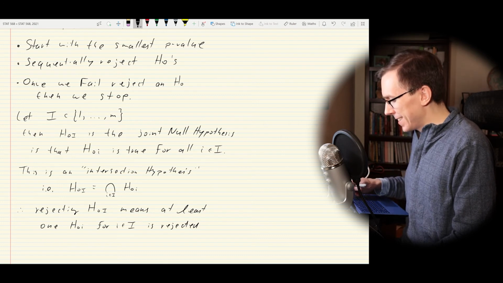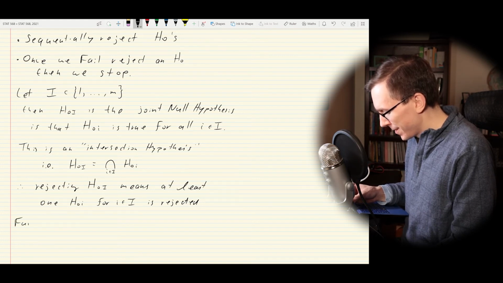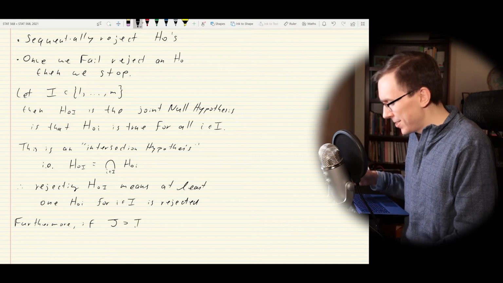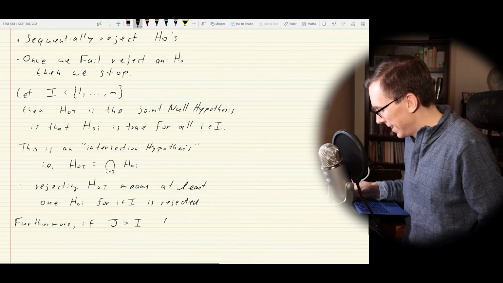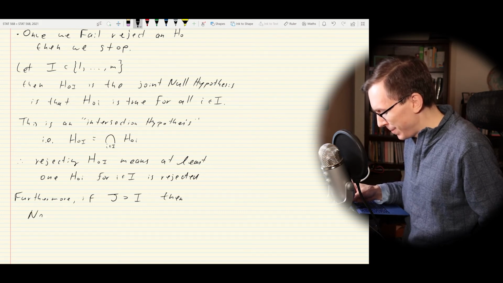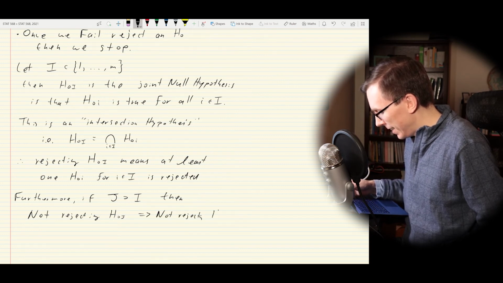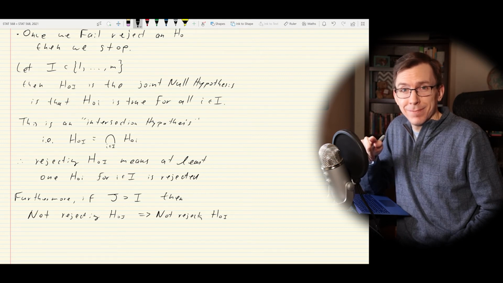And because we just love subsets and sets, I'll say furthermore, if J contains I, so J is another index set that contains the index set I, then, making sure I get all the logical pieces here, not rejecting H naught J implies not rejecting H naught I. Does that make sense?